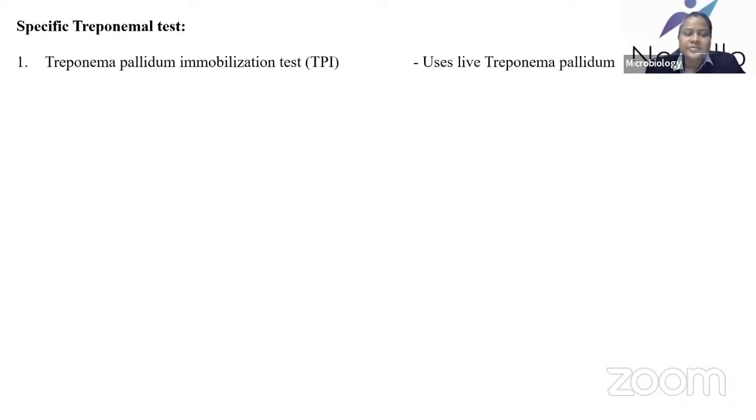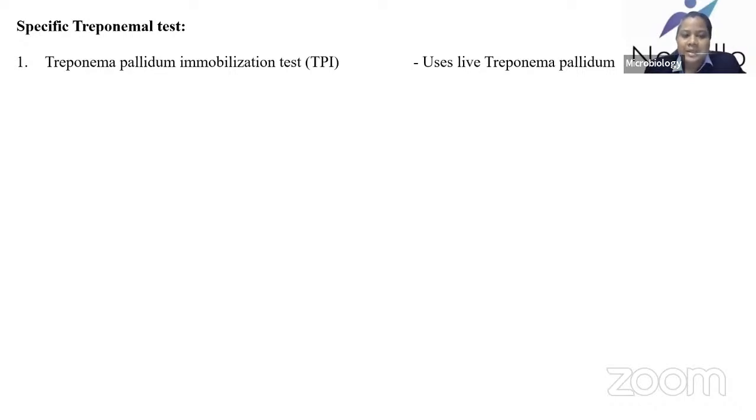So specific treponemal test, as I already told you, in non-specific tests we are not detecting the antibodies against the treponemal antigen. Whereas in specific treponemal tests, we are definitely detecting the antibodies that are specifically against the treponemal antigen. Okay. So what are the different specific treponemal tests?